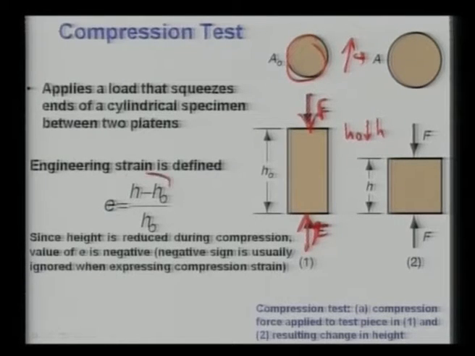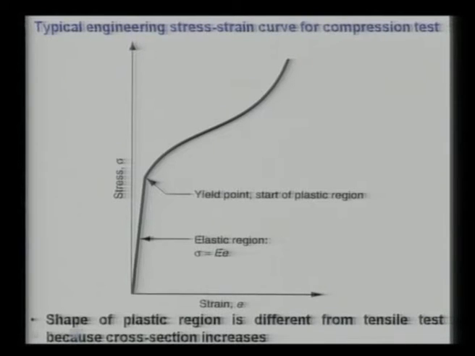Here engineering strain is defined as the height decrement divided by the original height. That is h minus h naught, where h is the final height and h naught is the original height, divided by h naught. That is how engineering strain is defined. Now, how does this engineering stress-strain curve look during the compression test?